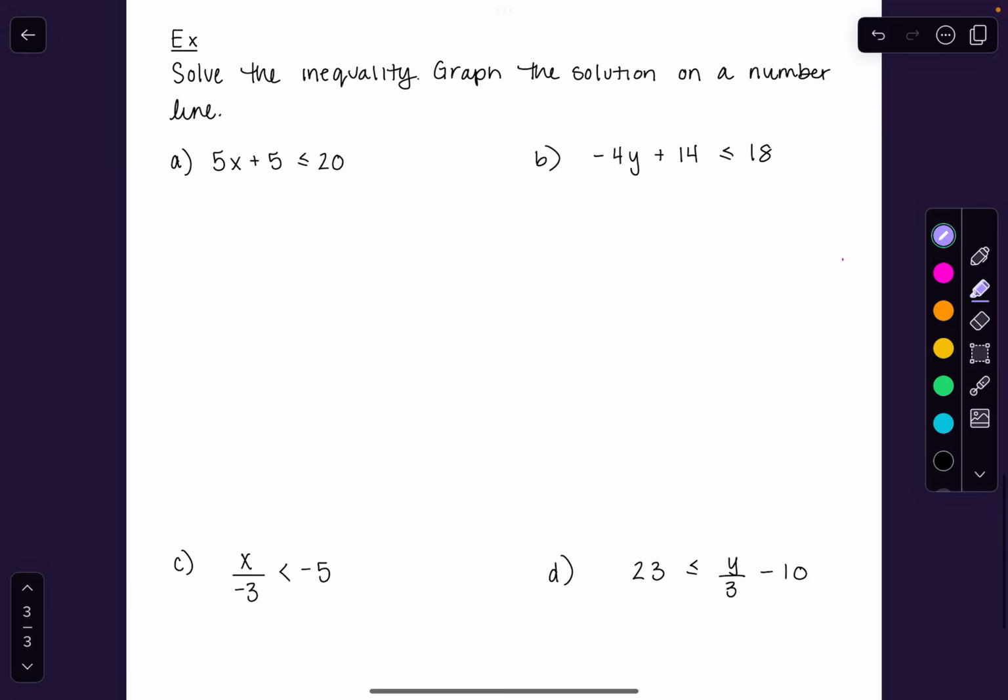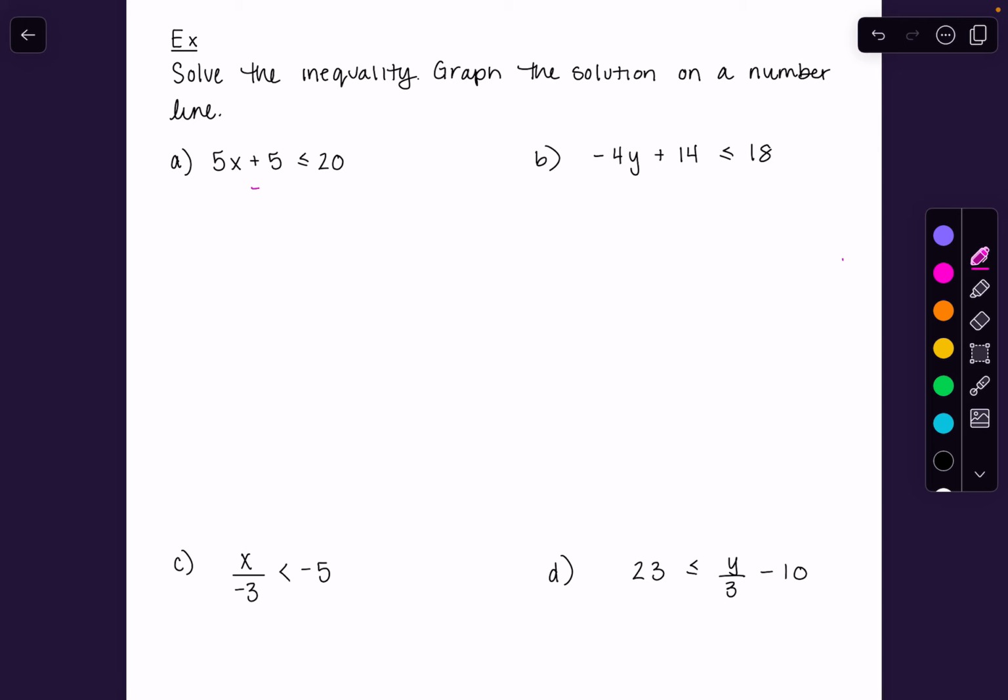So let's try a ton of examples. We're going to solve the inequality, and then we're going to graph the solution on the number line. So your whole goal is still the same: solve for x. Get x by itself, and just keep this extra rule in mind that if you multiply or divide, you've got to flip the sign.